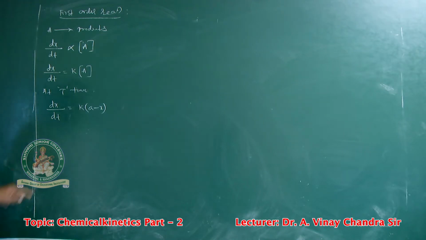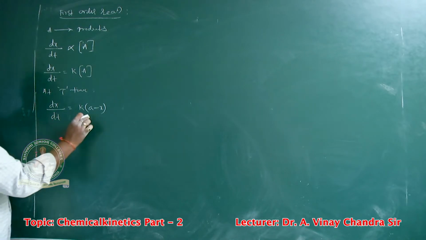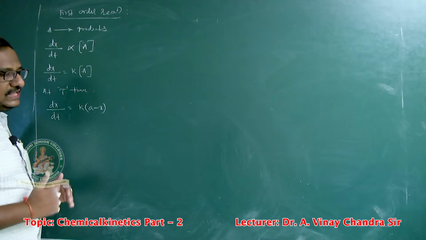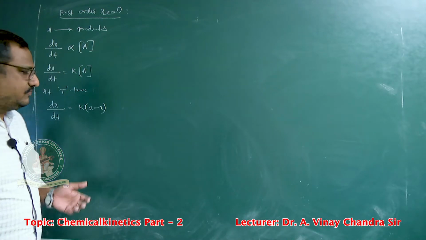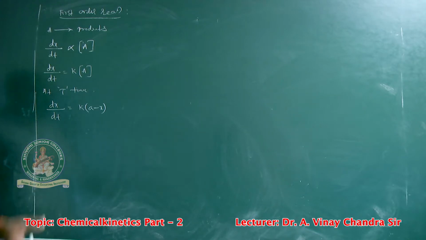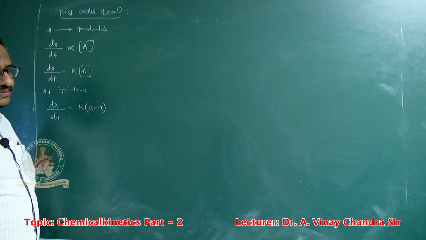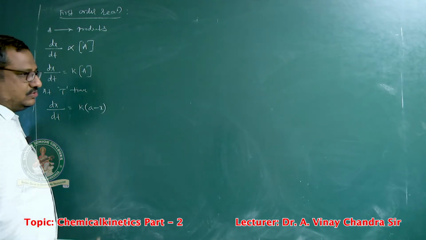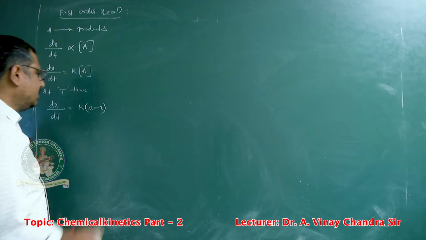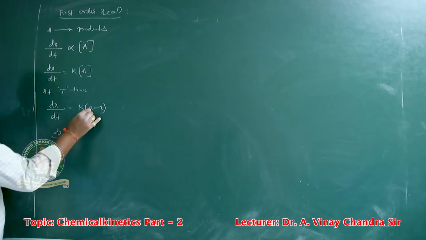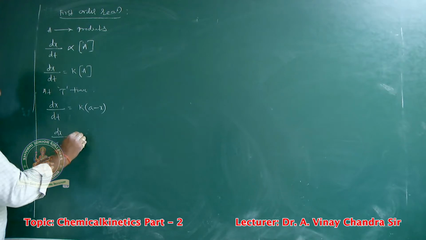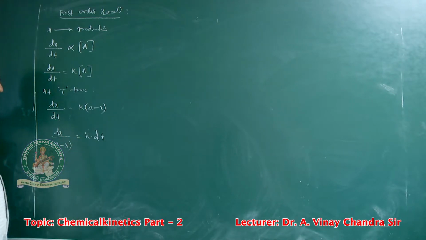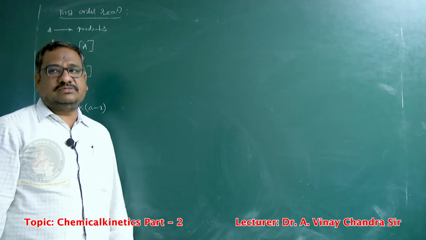Here the equation is rate of reaction versus concentration. Now we have to rearrange the equation to identify the rate constant. The equation is rearranged as concentration versus time, meaning all concentration terms are on one side and time terms on the other side. So dx by dt is equal to k into A minus x, which gives dx by A minus x is equal to k into dt. Now concentration terms are on one side and time terms are on the other side.